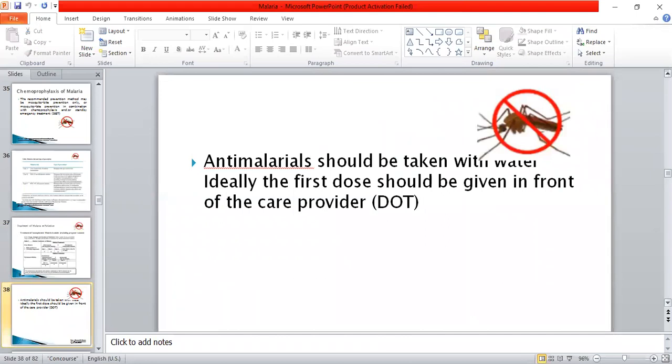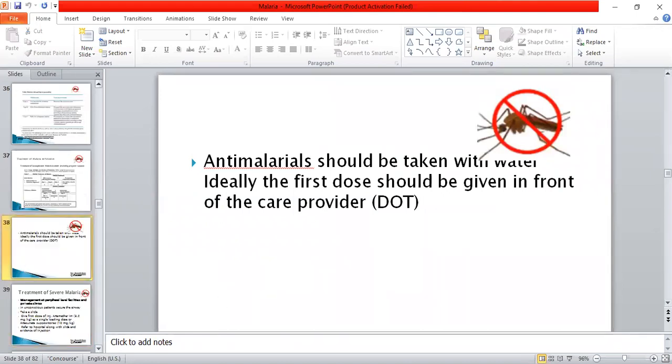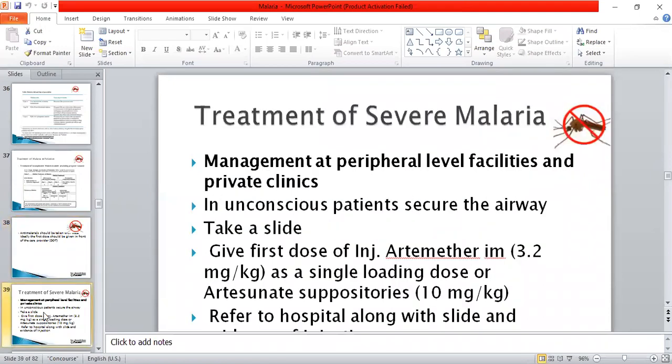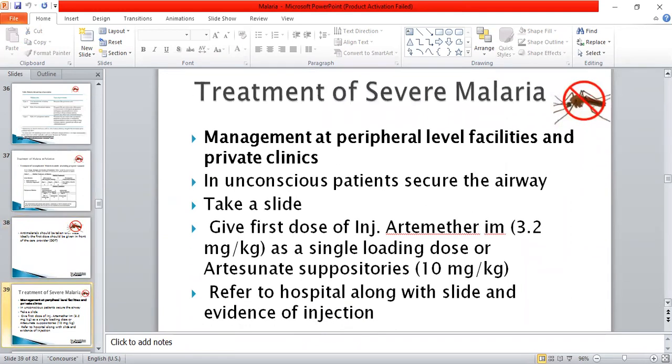Antimalarial should be taken with water. Ideally, the first dose should be given in front of a healthcare provider. Treatment of severe malaria if managed at peripheral level facilities and private clinics: in unconscious patients, secure the airway.